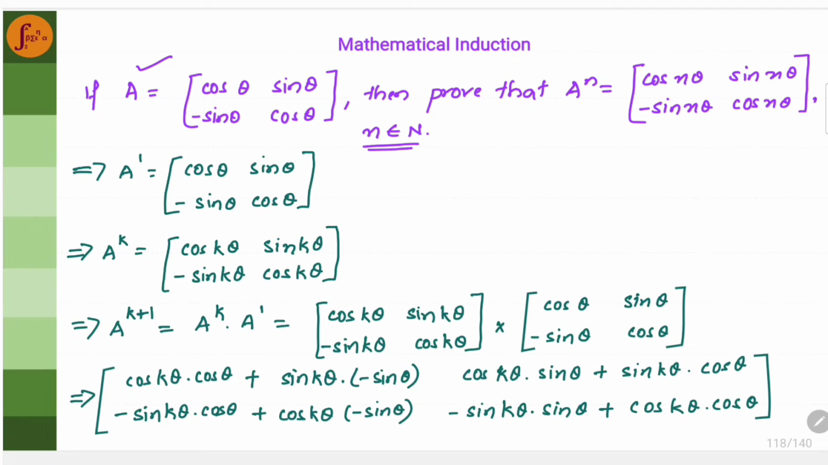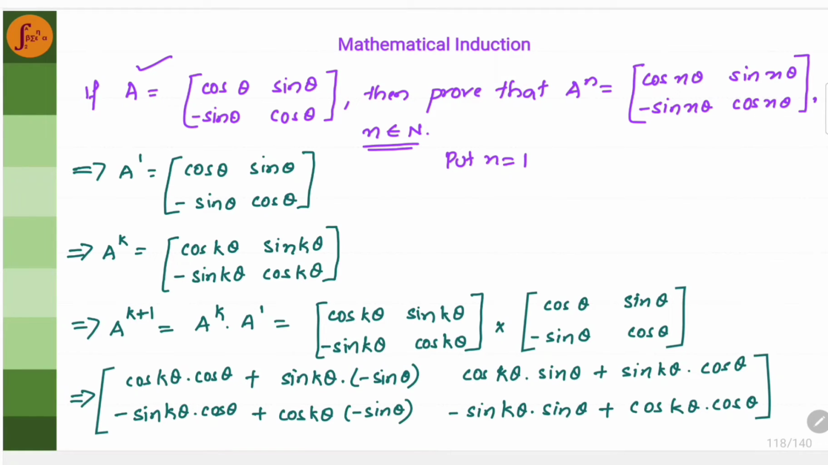So steps are important. We put first n is equal to 1. When you put n is equal to 1, it's going to be A to the power 1. Instead of n, it's going to be 1. So cos theta, sin theta, cos theta, because everywhere n is going to become 1. Now, this is first step.